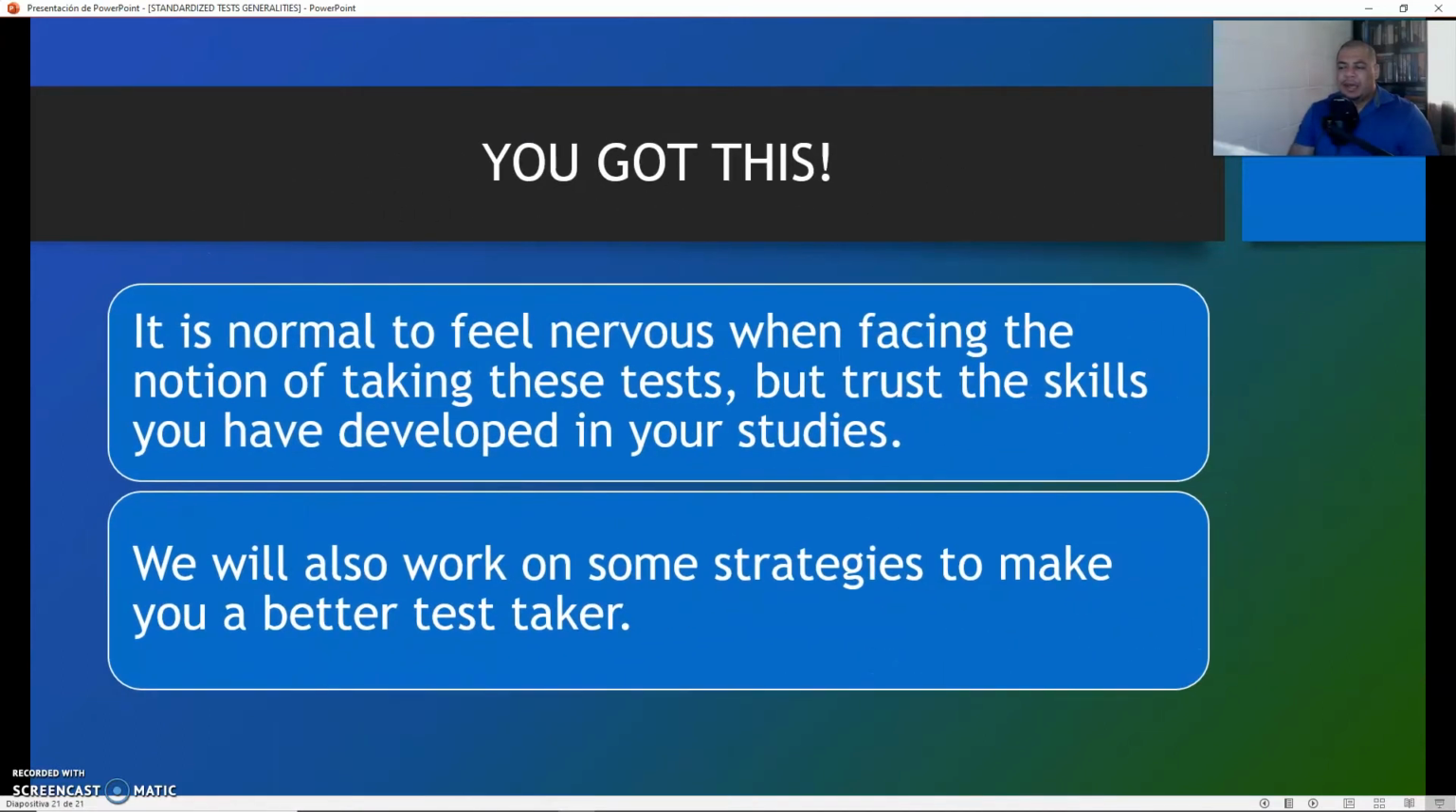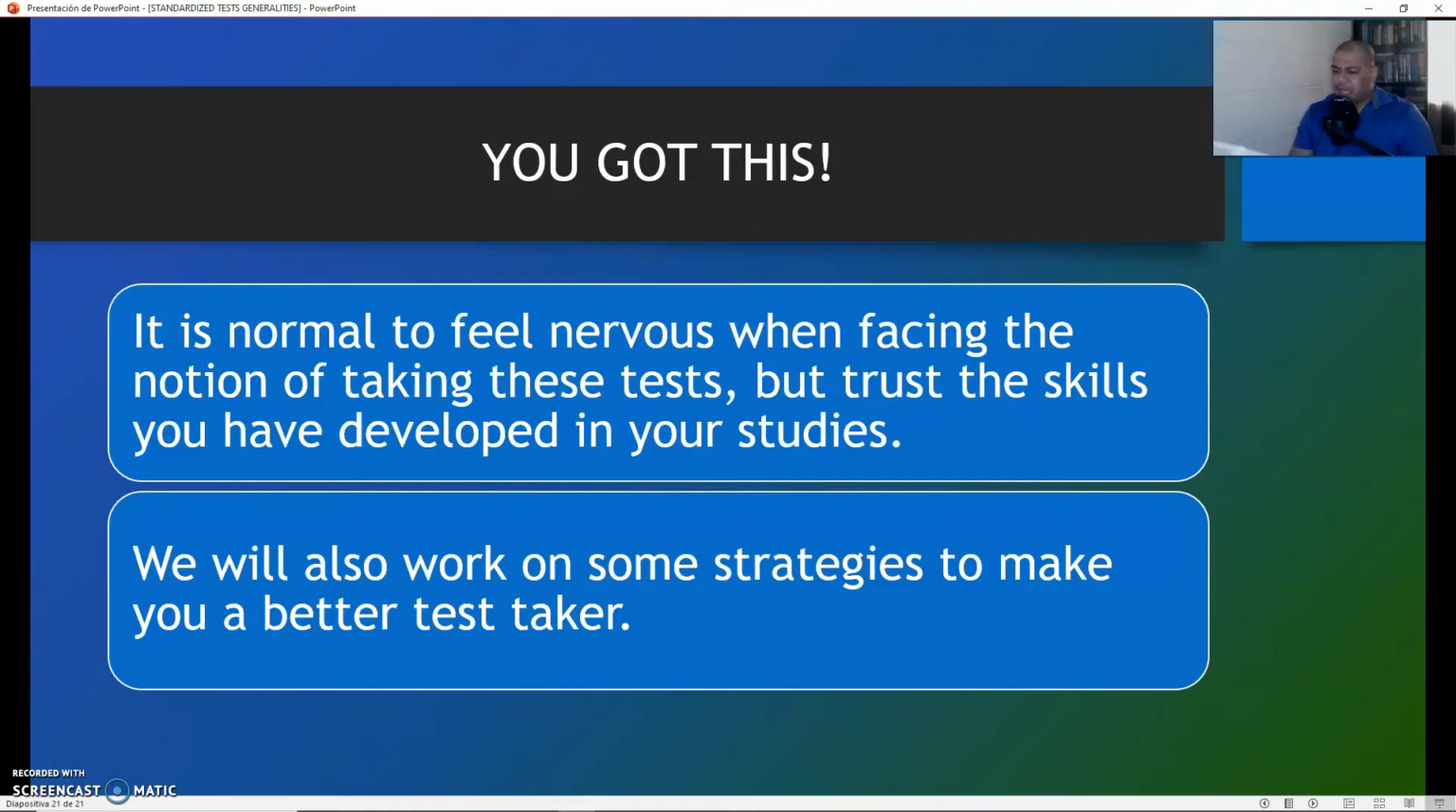Now, I just want to tell you one last idea about this test, which is that you need to mentalize yourself that you got this, okay? You can do it. I know you can do it. You have been preparing for this test throughout your major, right? You have taken different subjects that have allowed you to improve your English, and so I am sure that you're going to do just fine. Now, it's normal to feel nervous when facing these tests, right? But you gotta trust your skills. You gotta trust that you can do well on this.